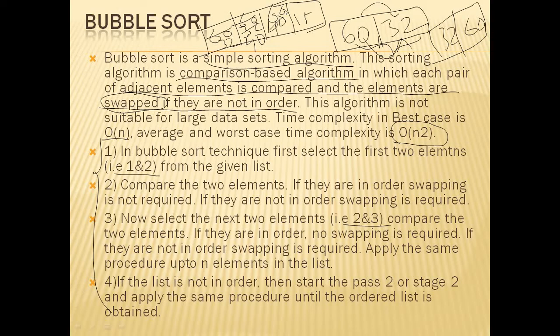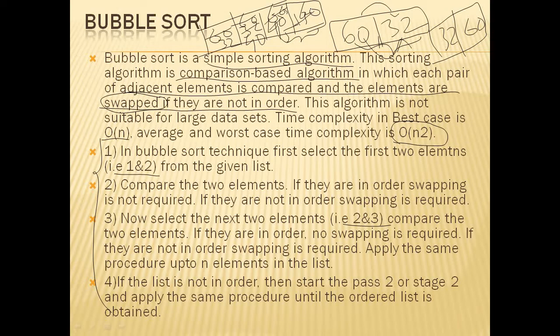Again I will apply the same thing. I will check the third and fourth. 60, is it greater than 15? Yes, then swapping means 15 will come here and 60 will go here. So what we observed is that the highest value element has moved into the last cell. This is what we call one pass, one iteration, one step.